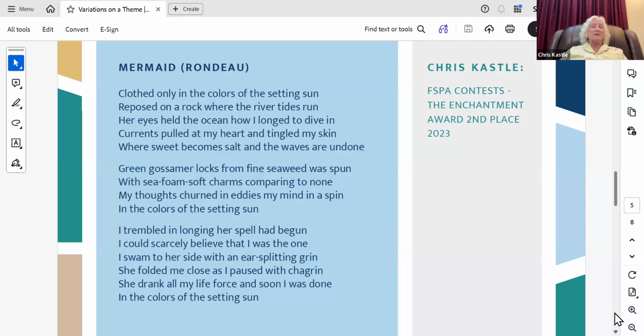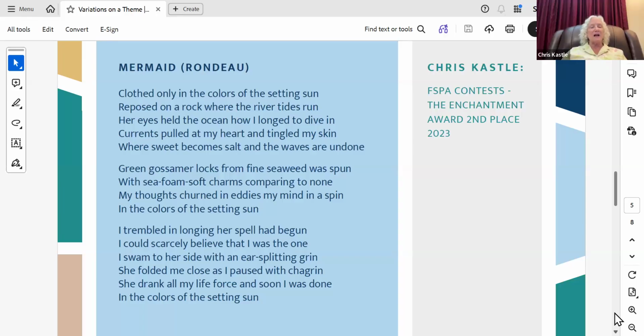Clothed only in the colors of the setting sun, reposed on a rock where the river tides run, her eyes held the ocean, how I longed to dive in. Currents pulled at my heart and tingled my skin, where sweet water becomes salt and the waves are undone. Green gossamer locks from fine seaweed was spun, with sea foam soft charms comparing to none. My thoughts churned in eddies, my mind in a spin in the colors of the setting sun. I trembled in longing, her spell had begun. I could scarcely believe that I was the one.